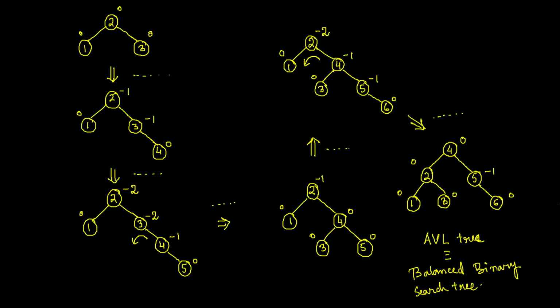So we have seen how we can design an AVL tree. Now we will move to another type of special binary search tree, that is what we call a threaded binary search tree. The question is, what is a thread and why are we considering this thread?